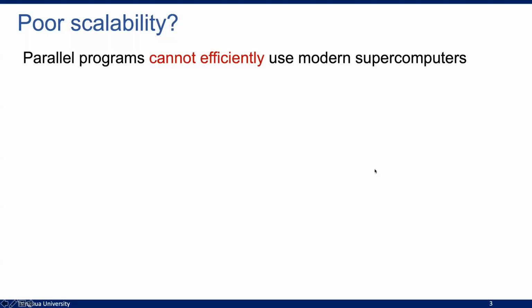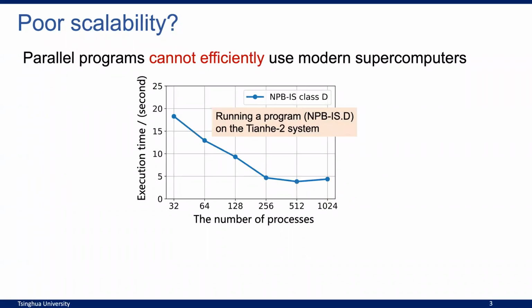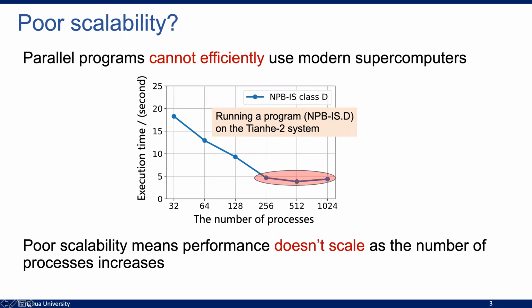Some parallel programs cannot efficiently use modern supercomputers. For example, this graph shows the scalability of IS in the NPB benchmark on the Tianhe-2 system. The horizontal axis is the number of processes, and the vertical axis is the execution time. We find that the execution time of IS doesn't decrease after 256 processes. That is what we call poor scalability.